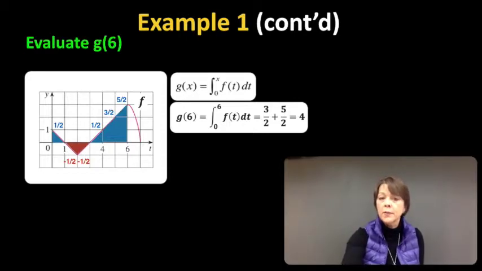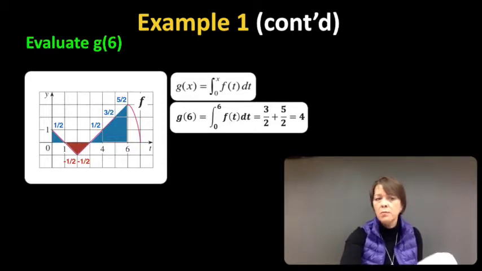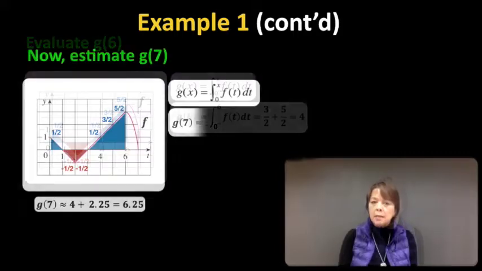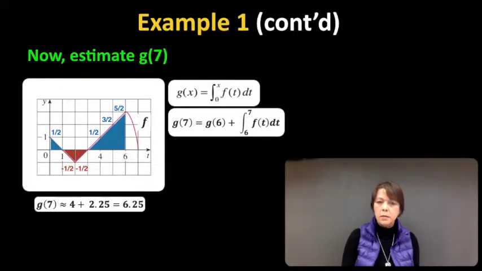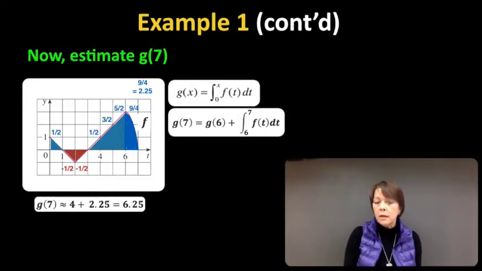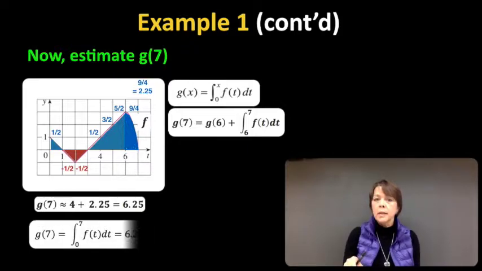So we're almost finished. We have one more irregular shape to estimate because we don't know the exact area of the figure, but we'll look at g of 7 next. The estimate now for g of 7 is g of 6, which is 4, plus the area from 6 to 7. So if you look at one of the integral representations that I gave you, g of 7 is equal to g of 6 plus the integral from 6 to 7.